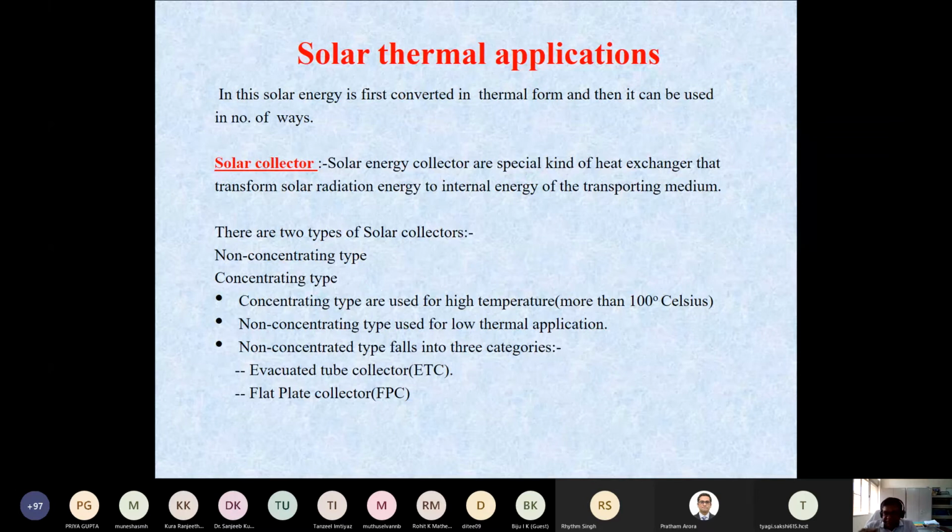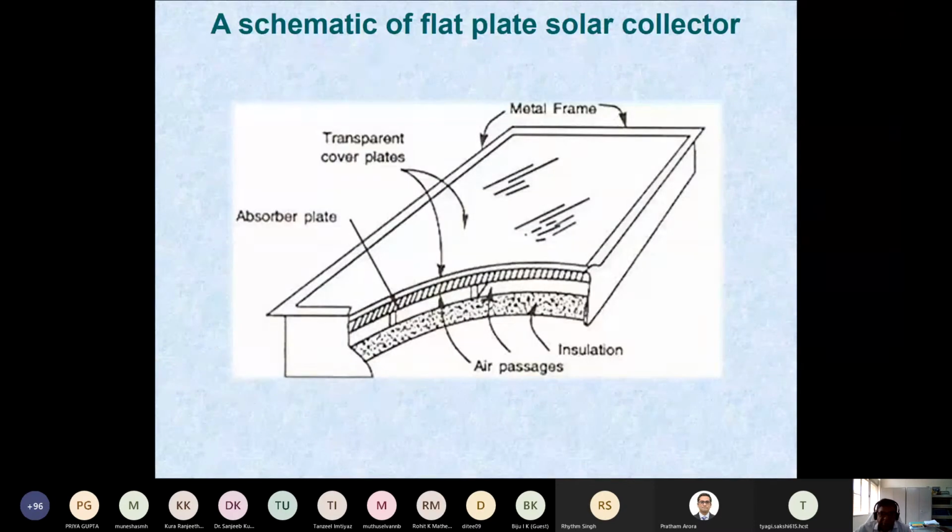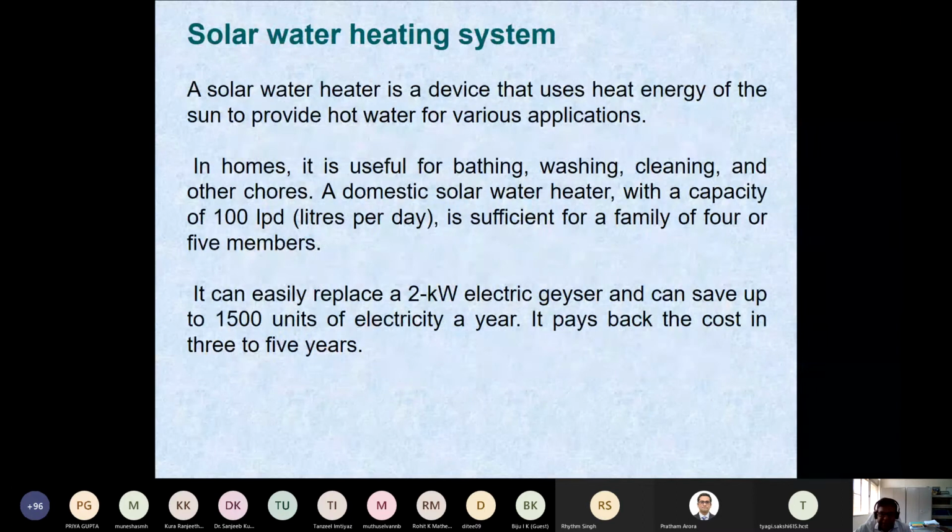That means solar radiation will be falling on the device, and it will be converted to heat energy, and that heat energy simultaneously should be transported to your demand, your load. If your demand is within the system, it's okay. If it is outside, then you have to transport that heat energy for the application. In that case, we can further classify into two categories, the flat plate and the concentrating type. The flat plate can be known as the non-concentrating type.